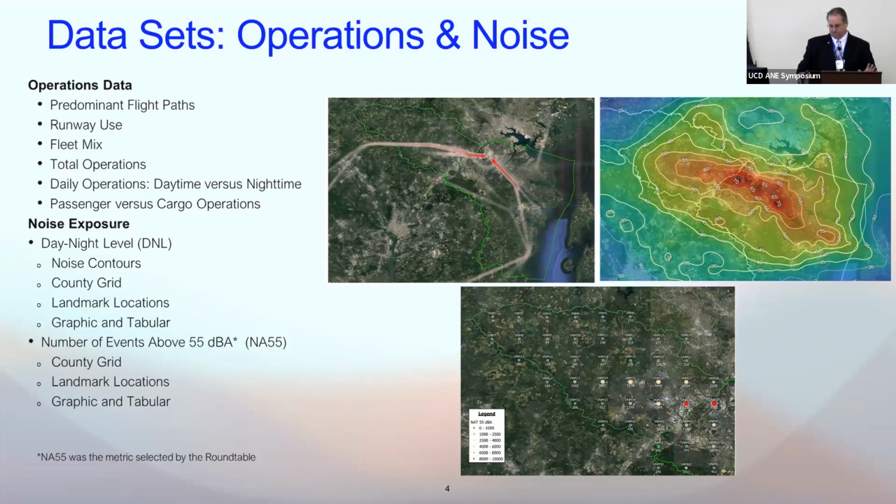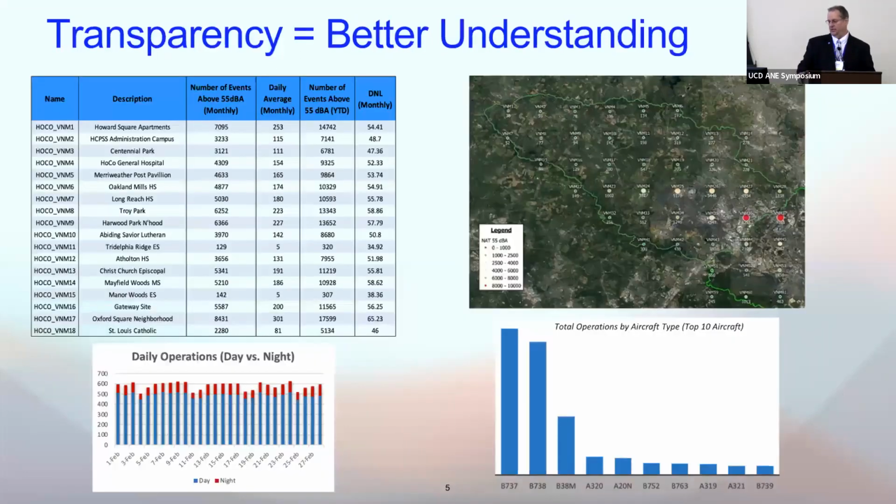And then we also take all the data from these monitors and present it in both graphic and tabular forms. The number above 55 in the county grid and the landmark locations, in tabular and graphic form, is one of the things they had requested us to provide. If you go to the next slide, we can show you some of the things. So for those of you who are really smart people and like tables and data and all that kind of stuff, we've got that. For those of you who are more like me and like to see pictures, we do pretty pictures.